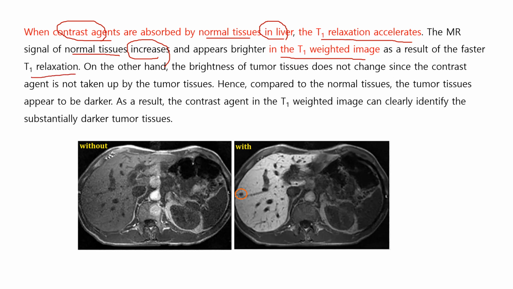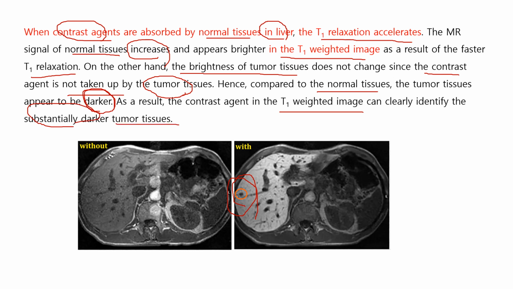On the other hand, the brightness of tumor tissues does not change since the contrast agent is not taken up by the tumor tissues. Hence, compared to the normal tissues, the tumor tissues appear to be darker. You can see here. As a result, the contrast agent in the T1 weighted image can clearly identify substantially darker tumor tissues.